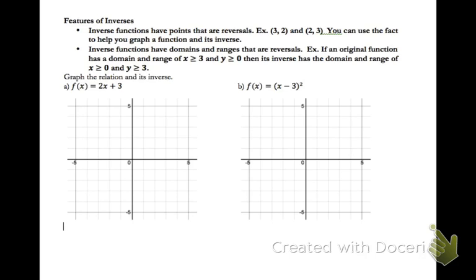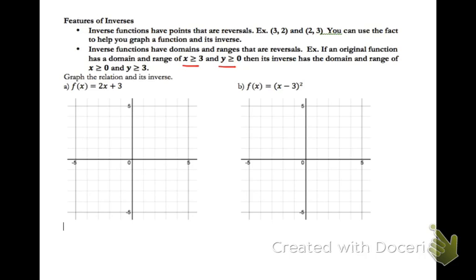Another feature is that inverse functions have domains and ranges that are reversals. So if the original function has a domain and range of x is greater than or equal to 3 and y is greater than or equal to 0, that means the inverse has the domain and range which are reversals. So x will be greater than or equal to 0 and y will be greater than or equal to 3 for the domain and range.